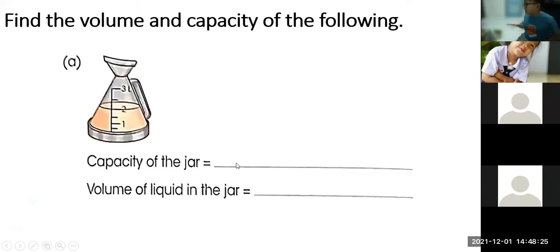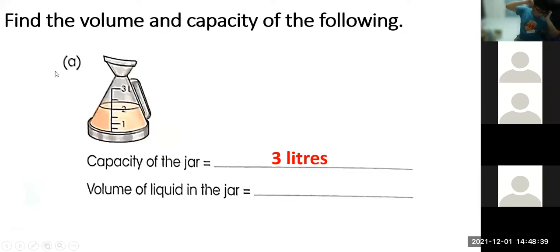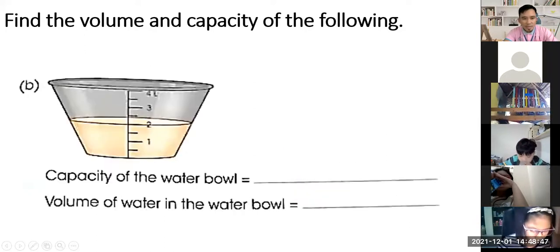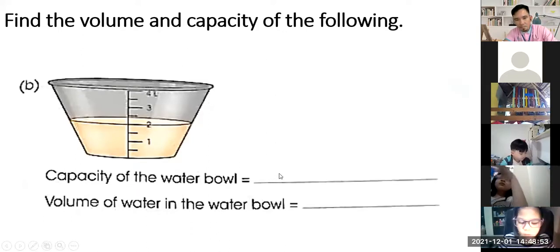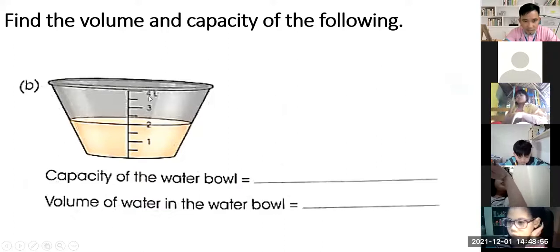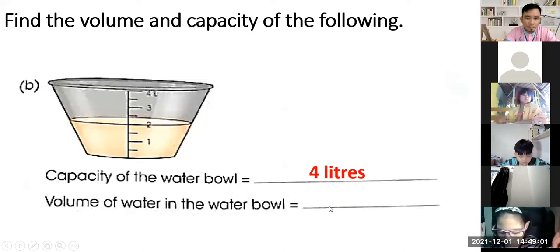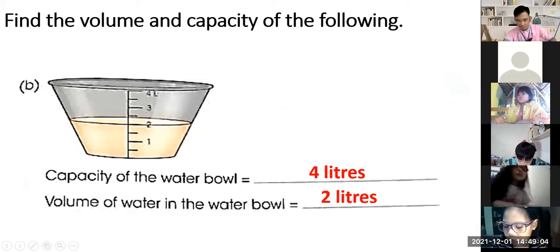Here again, letter A. Capacity of the jar. Capacity, 3 liters. The volume, 2 liters. Letter B. What is the capacity of the bowl? 4 liters. You can see here 4, so that is 4 liters. And the volume? 2 liters. It's so easy.